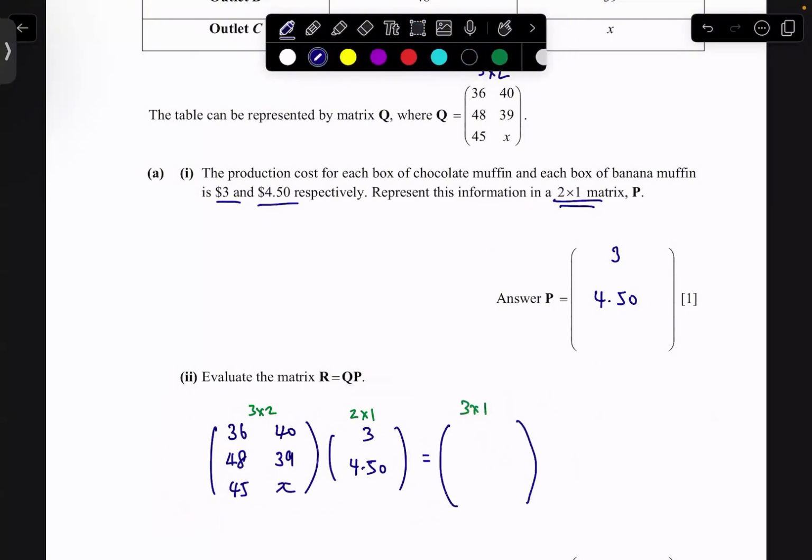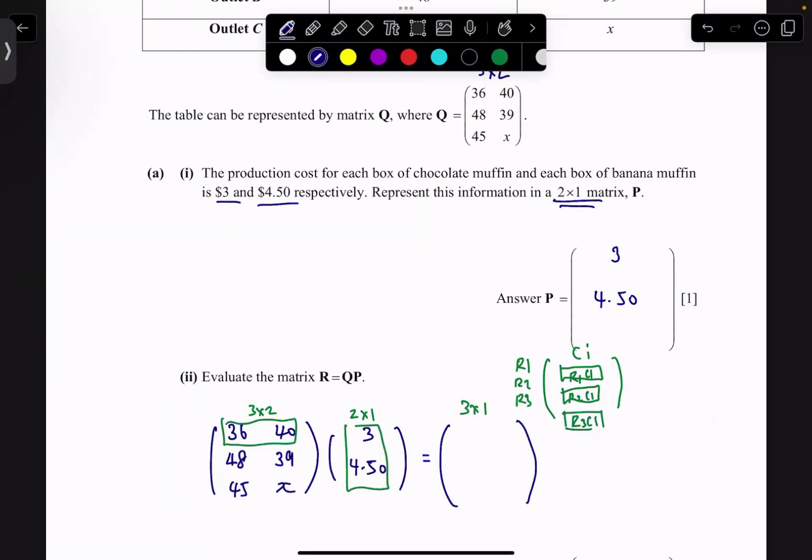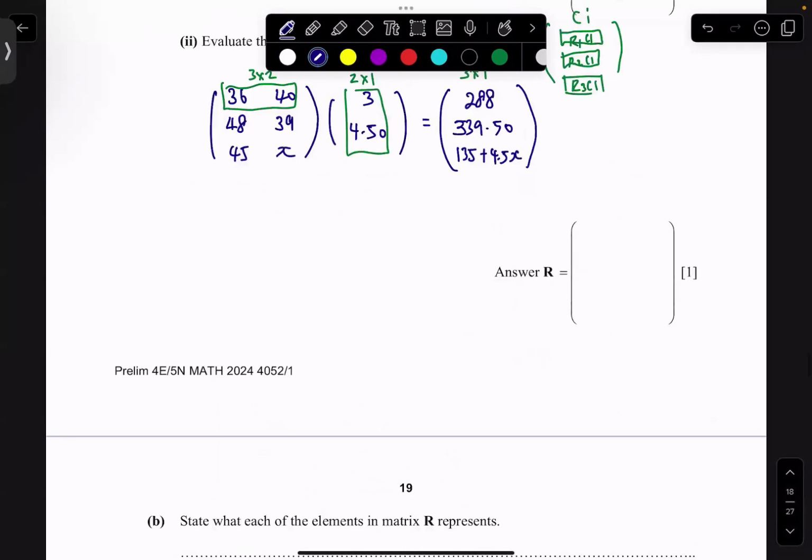If I draw it at the side, this will be row 1, row 2, row 3, column 1. So the value down here is row 1, column 1, row 2, column 1, and row 3, column 1. That means we are taking row 1 multiplied by column 1. Very straightforward. So 36 times 3 plus 40 times 4.5 will get me 288 for the first value. Second value, 48 times 3 plus 39 times 4.5, which is 319.5. Third one, 135 plus 4.5x. So we know that later on there's solving for x as well.